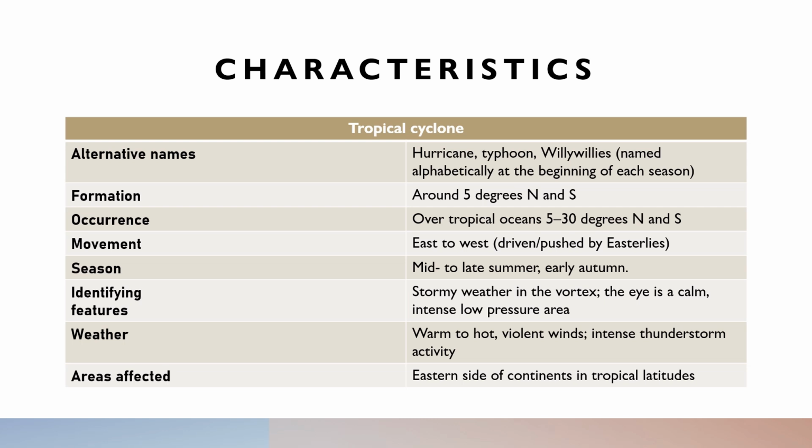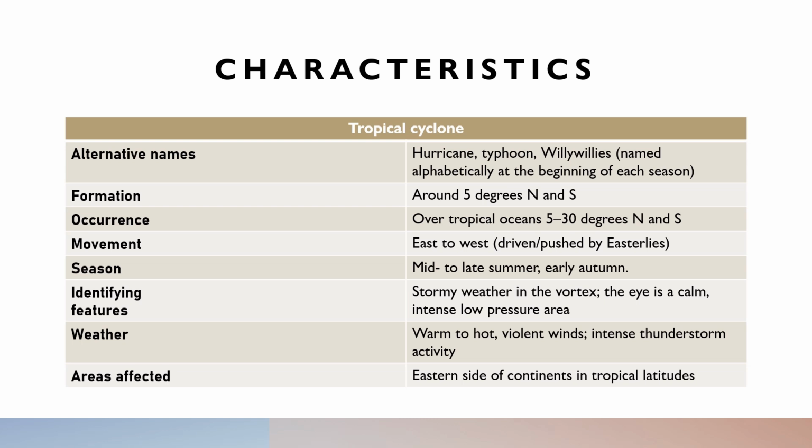It's formed around 5 degrees north and south, which means it's near the equator, but not exactly on the equator, because there is no Coriolis force on the equator. It occurs over the tropical oceans 5 degrees to 30 degrees north and south. That is where it starts to be visible. About the movement, it moves from the east to west because it is pushed or driven by the easterlies. That's the name of the wind that comes from the east to the west.